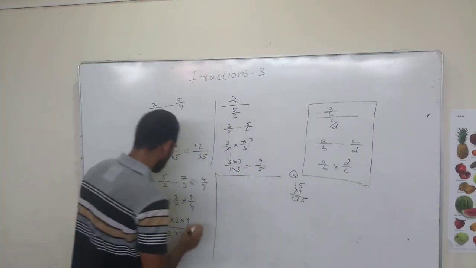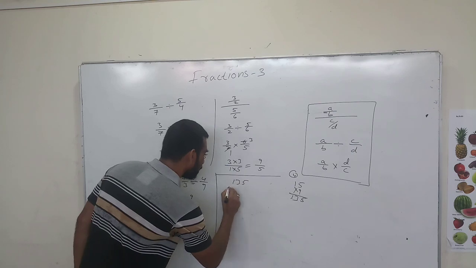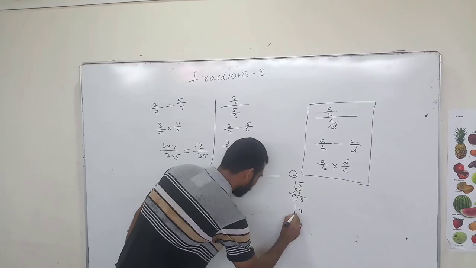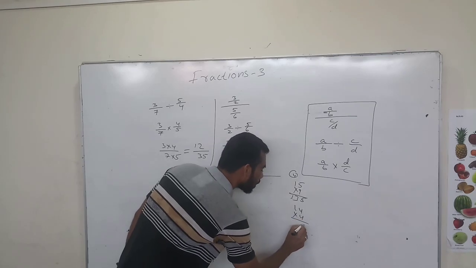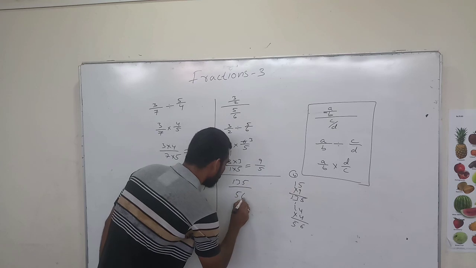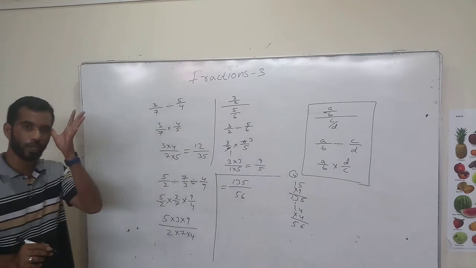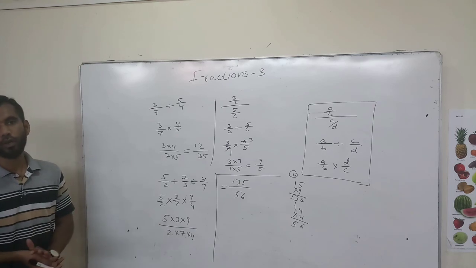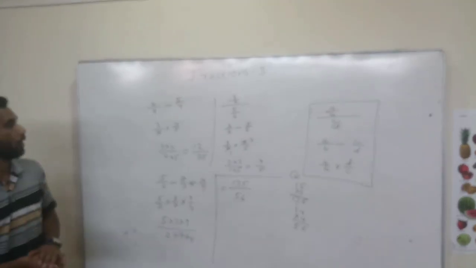9 1s are 9, so it is 135. 135 by 2 7s are 14, 14 into 4: 4 4s are 16, 4 1s are 4 plus 1 is 5. 56. It will be 135 by 56. If you want to go for the lowest form, you can go for the lowest form also.